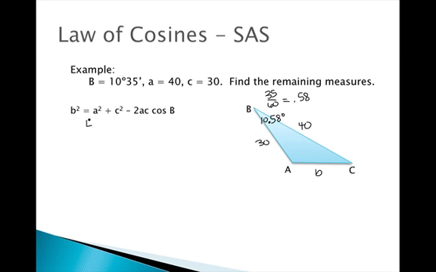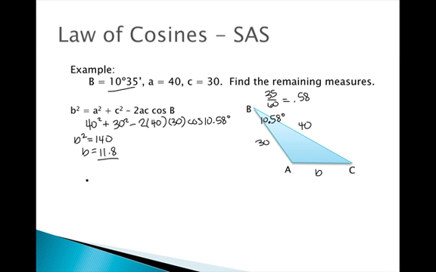You've got 40 squared plus 30 squared minus 2 times 40 times 30 times cosine of b, which is 10.58 degrees. So when you plug all of that into your calculator, you end up getting b squared equals about 140. So b equals approximately 11.8. So now that we have our side length and we have an angle measure, we can use the law of sines to solve for our next one.